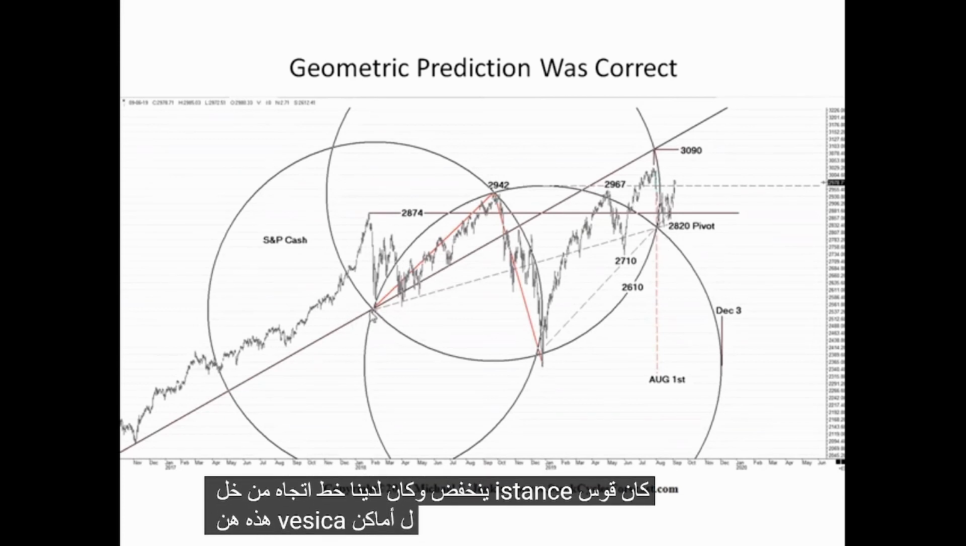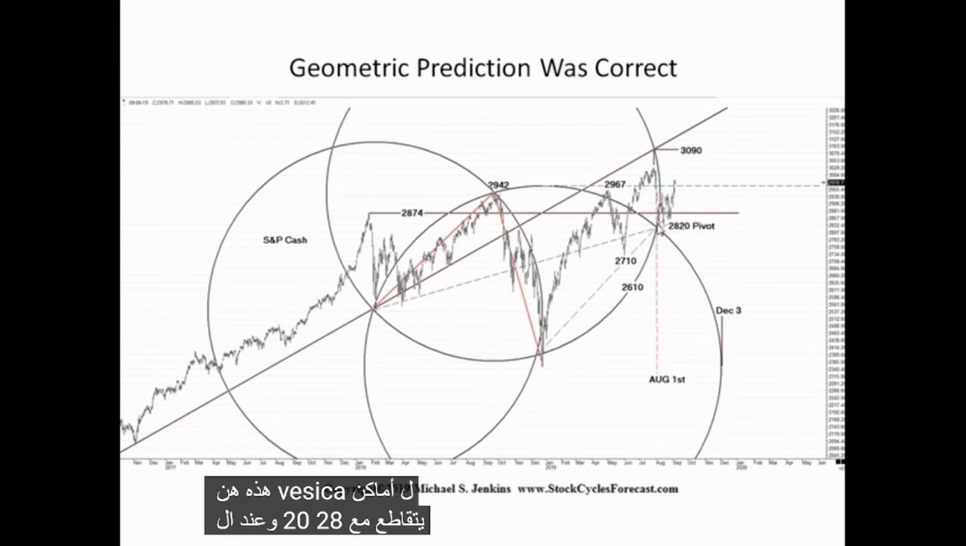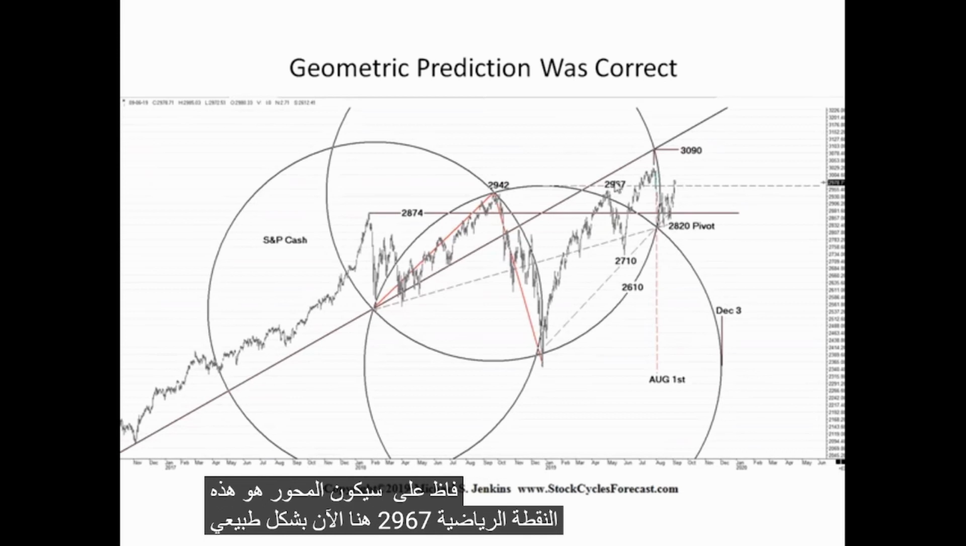And we had a trend line through this Vesica Piscis right here, intersecting at 2820, and one coming up from the lower area up through 2820, and the market plunged right to our 2820 point and started to rally. Now the key pivot will be this 2967 mathematical point here.